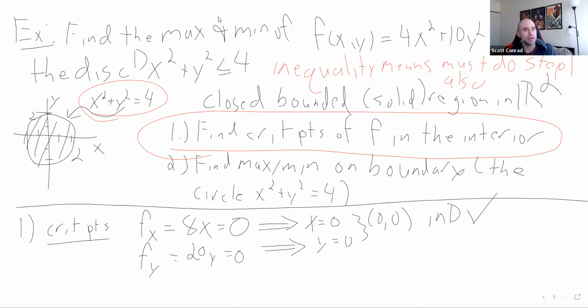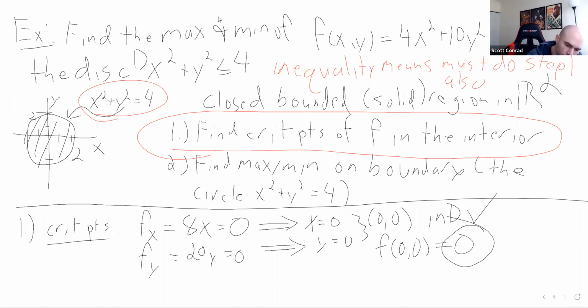If you're unsure if a point is in there, use that inequality, x squared plus y squared less than or equal to 4, plug in your x and y values and see if it satisfies the inequality. If it is, then it's in our region. So then we check the value of our function there, f of 0, 0, and we get 0. So we're going to add that to our list at the end, and the biggest value on the list is going to be the max, the smallest is going to be the min. Okay, so that is the critical points inside of our region D.